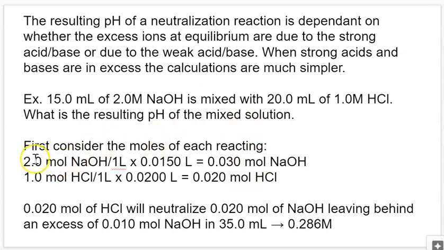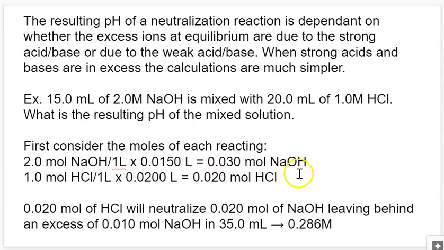So for our sodium hydroxide, we have 2 moles per liter times 0.015 liters. That gives us 0.030 moles of sodium hydroxide overall. Do the same calculation for the hydrochloric acid. 1 mole per liter times 0.02 liters, we end up with 0.02 moles of hydrochloric acid.